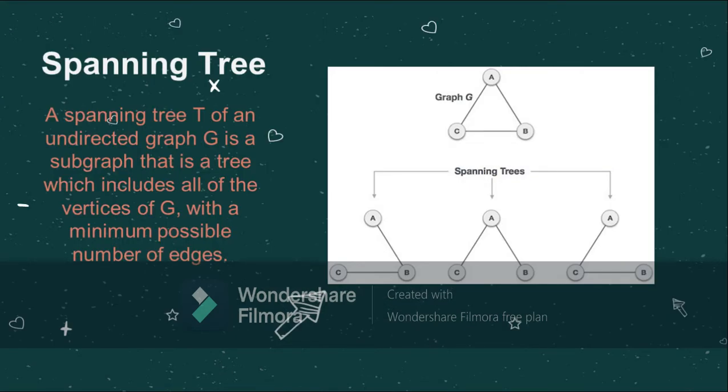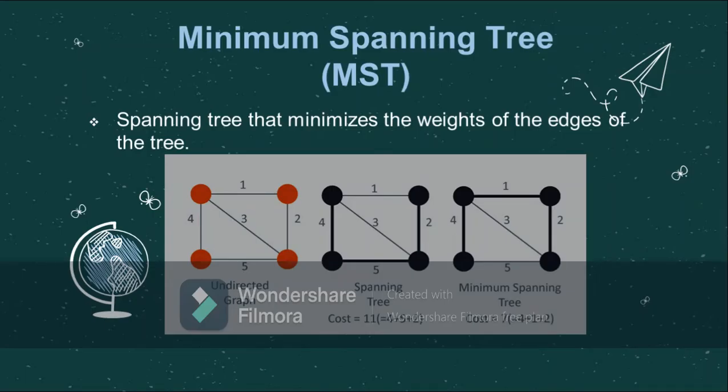What is spanning tree? A spanning tree of an undirected graph is the subgraph that is a tree which includes all of the vertices of the graph with a minimum possible number of edges. In general, a graph may have several spanning trees, but a graph that is not connected will not contain a spanning tree. And minimum spanning tree.